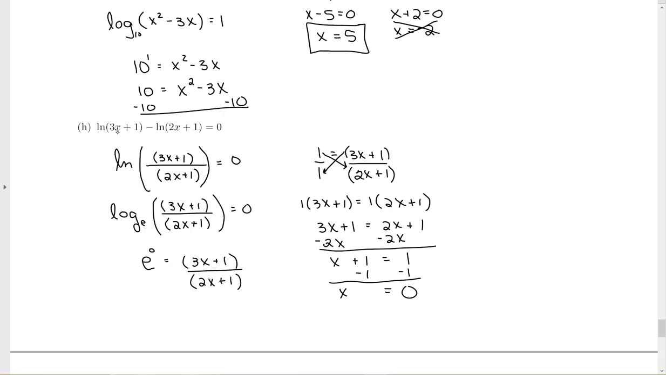Plug your 0 back in. 3 times 0 plus 1, positive 1. 2 times 0 plus 1, another positive 1. So x equals 0 is a good answer.